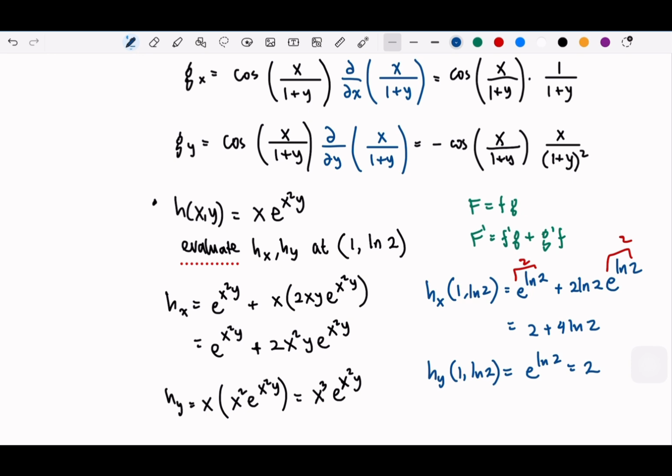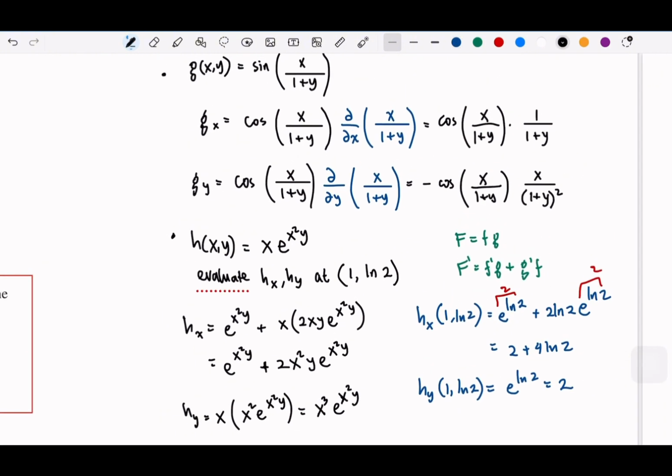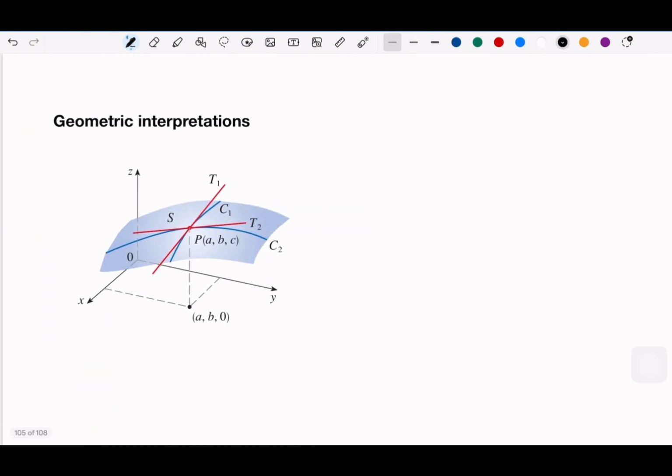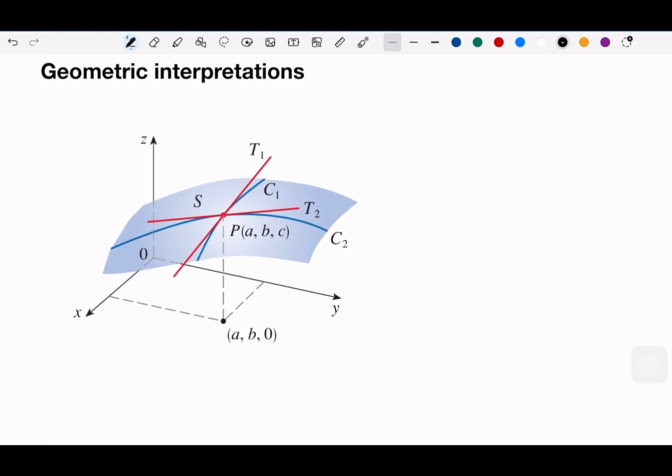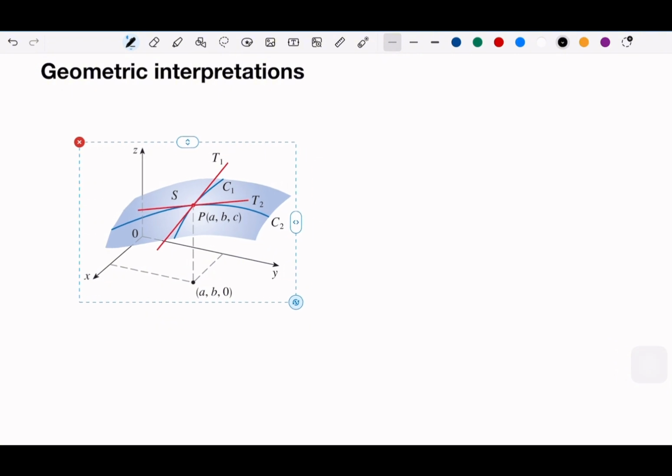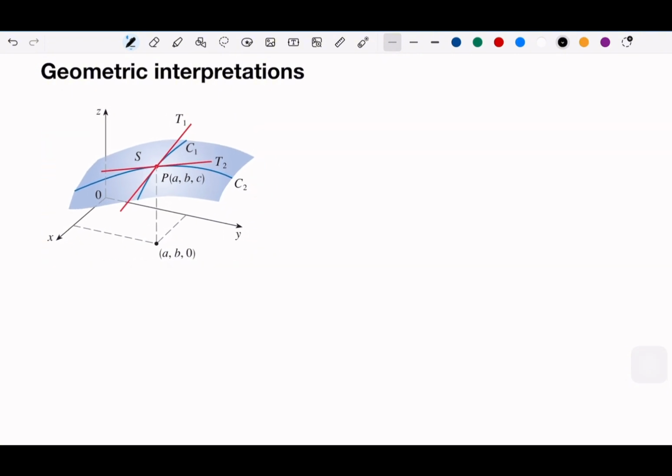Okay, so let me go through the next page. I hope you have done this part. So this is geometric interpretations. Let me write something just to make sure that we have the same idea. So let's say we have a function. Recall we have a function described by z, which is a function of two variables x, y, okay?